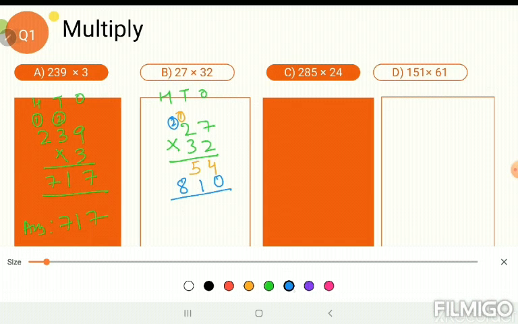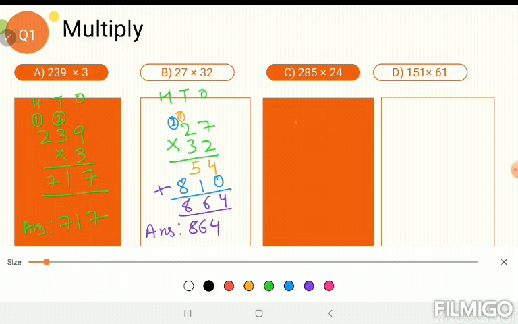The last step says that we are going to add these two answers. So 4 plus 0 is 4, 5 plus 1 is 6, and 8 is there. So what is your final answer? The answer is 864. Next question we will start doing now.